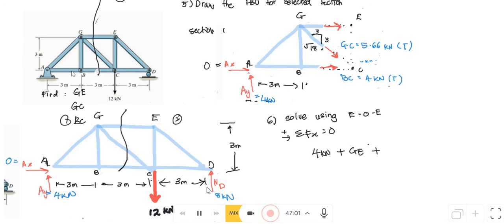So 5.66 kilonewton. Then we have 3 over square root 18. So it's equal to 0. And you can see something is wrong with the equation here, because we want to make sure that it is equal to 0. It is in equilibrium, but yet we have positive, positive, and positive. So it means GE shouldn't be in tension. It should be in compression. So we can solve this one and get the answer.